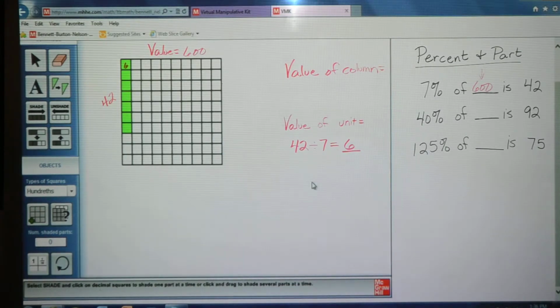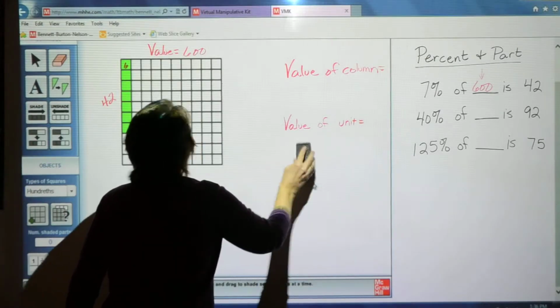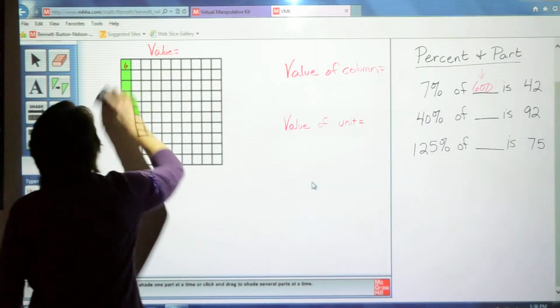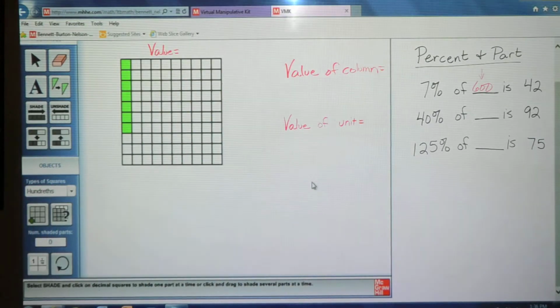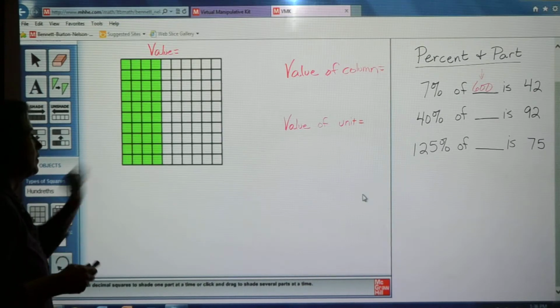Let's try another one. We're going to have to change the value on each of these. So let's think. What do I know now? I know that I have 40%. So let's continue coloring here. Okay. I have 40% colored in. So what I know is that I have 4 columns, or I have 40 little blocks.